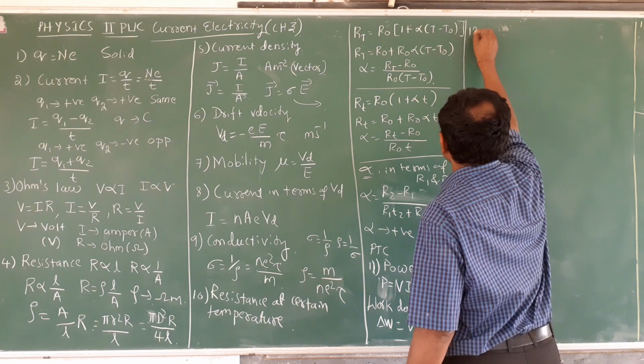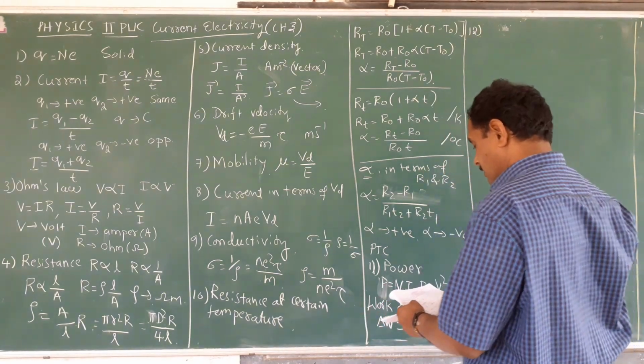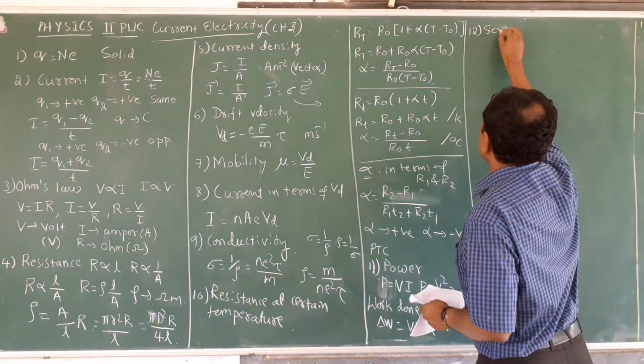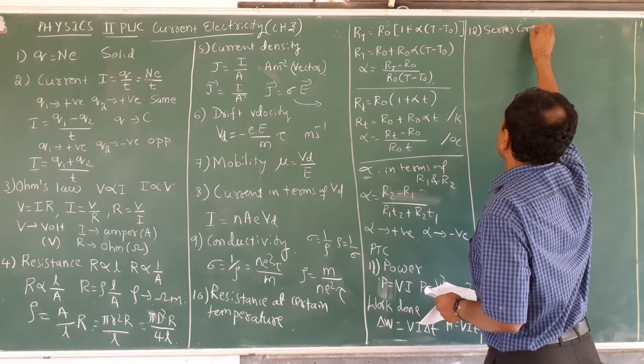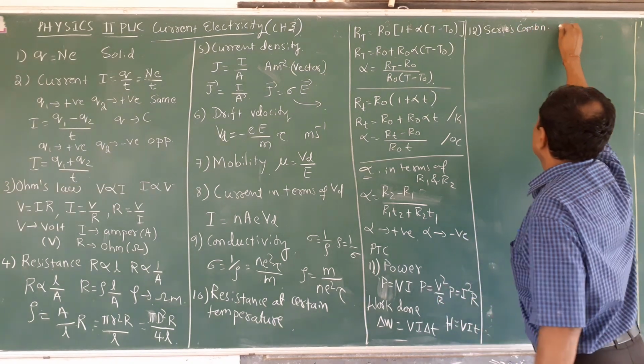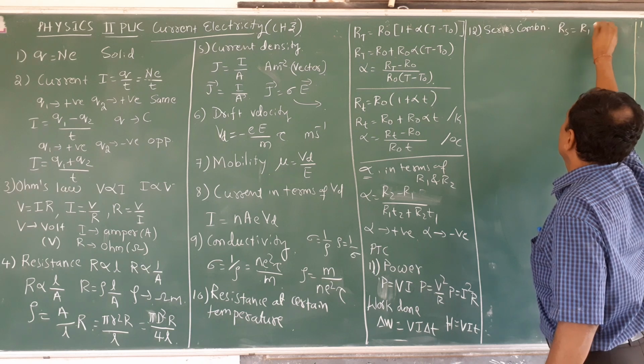Then the next formula we go to is the series combination of resistors. Series combination of resistors: two resistors, RS is equal to R1 plus R2.